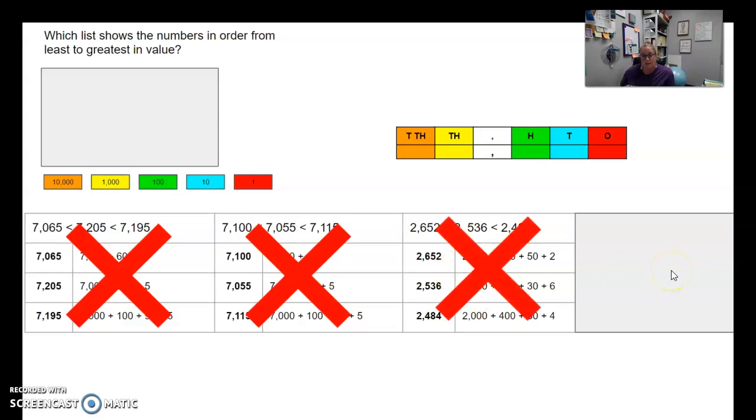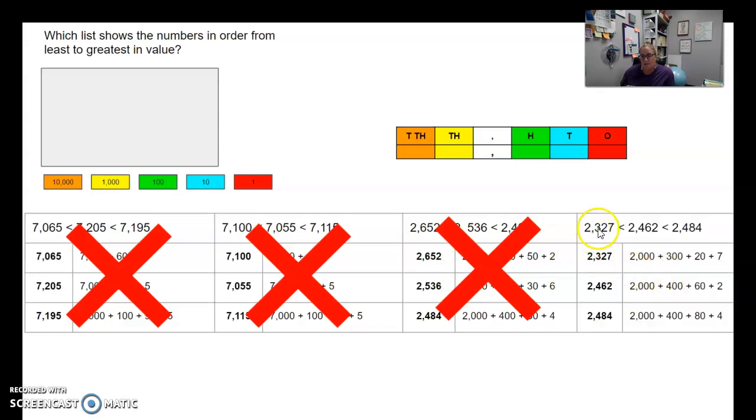Now I'm going to look at my last one. Let's see if we did it right. This one says 2,327 is less than 2,462, which is less than 2,484. Now again, I'm going to put all of them into expanded form. So I have 2,327, so I have 2,000 plus 300 plus 20 plus 7. I have 2,462, so I have 2,000 plus 400 plus 60 plus 2. And finally, I have 2,484, so I have 2,000 plus 400 plus 80 plus 4.